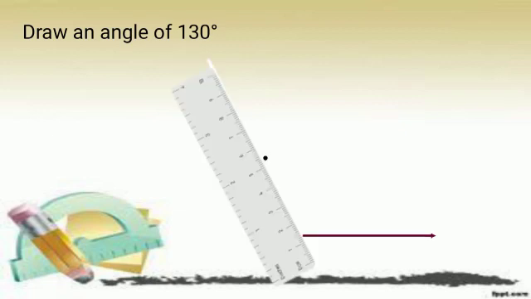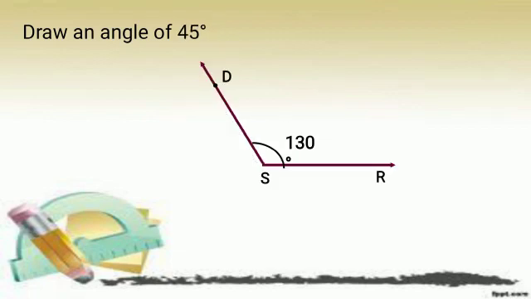So the same method you have to follow. Remove the protractor, take a scale, take a pencil and draw a ray like this. After that, remove the pencil and scale and give the name. I hope the procedure is clear to everyone. It's very simple, but the main thing is the position of the protractor. After that, the main thing is you have to write the name. So angle DSR is 130 degrees. Thank you everyone for watching this video.